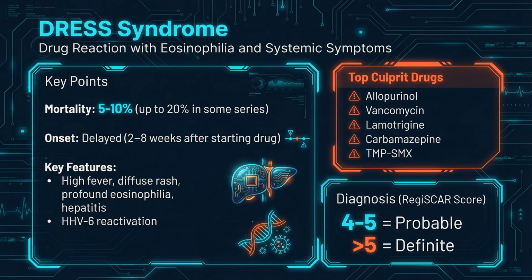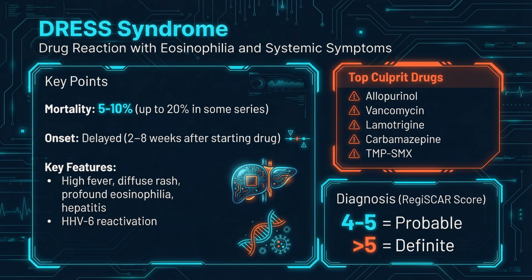The top culprit drugs to watch out for include allopurinol, vancomycin, lamotrigine, carbamazepine, and trimethoprim sulfamethoxazole. Diagnosis should be assessed using the RegiSCAR score. A RegiSCAR score of 4 to 5 indicates probable DRESS, and a score greater than 5 indicates definite DRESS. Management requires immediate drug withdrawal, systemic corticosteroids, and dermatology consultation. Be aware that DRESS can have a prolonged, relapsing course and carries risks of long-term sequelae like autoimmune thyroiditis and type 1 diabetes.